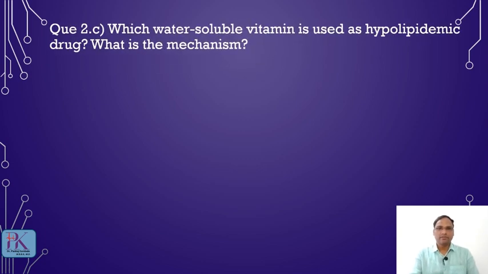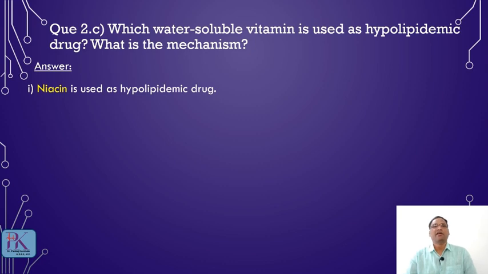Question 2C: which water soluble vitamin is used as a hypolipidemic drug and what is the mechanism? During vitamins you must have studied one vitamin which acts as a hypolipidemic drug, and we will see the mechanism. Which vitamin? It is niacin. There are two sub-questions here: mention the name and write the mechanism. Niacin is used therapeutically as a hypolipidemic drug.